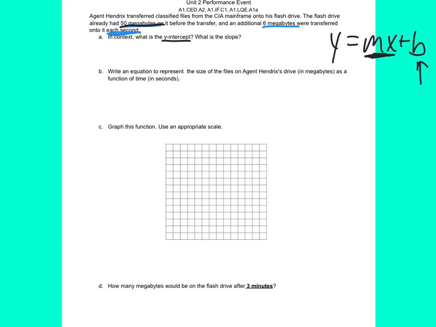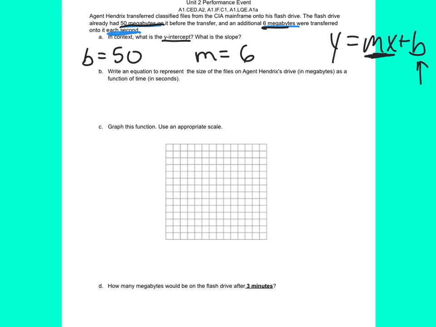Is the 50 being added or the 6? The 50, right? Because it was already there. Okay, so no matter how many seconds are going to go by, that 50 is still going to be constant. So that's going to be my y-intercept. And then my slope is what's changing. So if I know it's 6 megabytes each second, well, I don't know how many seconds, right? And that's going to be changing. So my slope is going to be just the 6, right? Does that make sense? Okay.